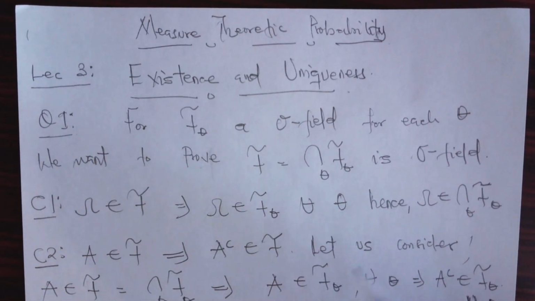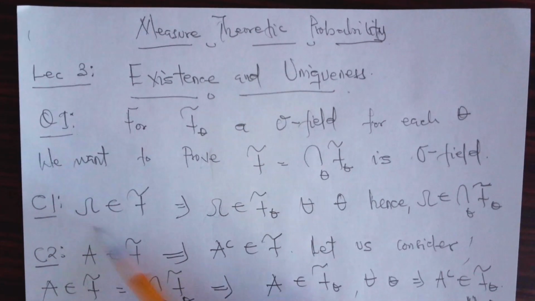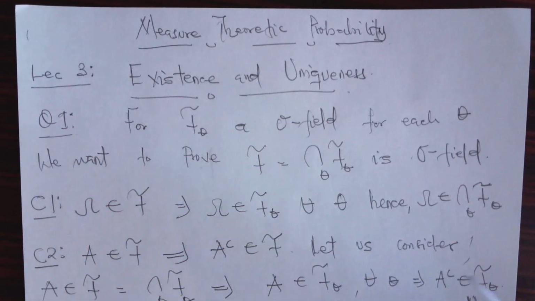Since F theta is a sigma field for each theta, and omega belongs to each F theta, then if you intersect those F theta, you are still going to see omega belonging to it. So this implies that the whole space belongs to the intersection, and hence the whole space belongs to F. This condition is satisfied.